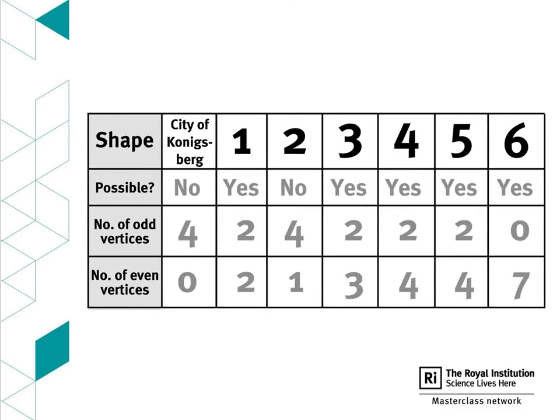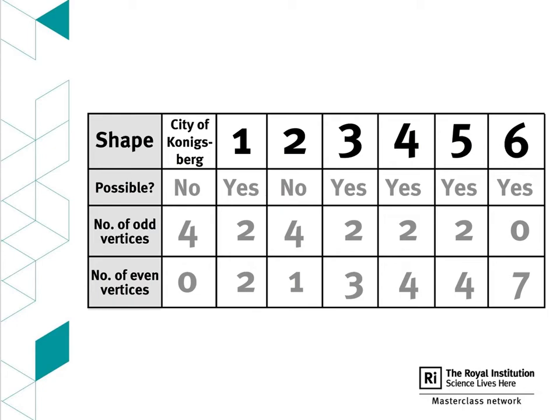How did you get on? Did you spot a pattern? If you filled in the whole table, it should look like this. Can anyone see a pattern in this table? If your graph has 2 odd vertices, it can be done. And if it has 0 odd vertices, it can also be done. But if it has 4 odd vertices, it can't be done.